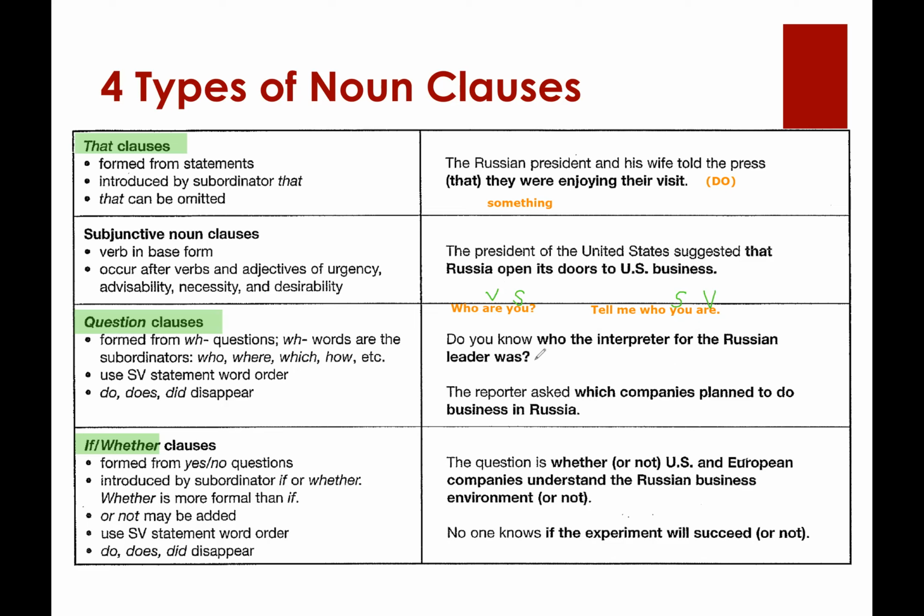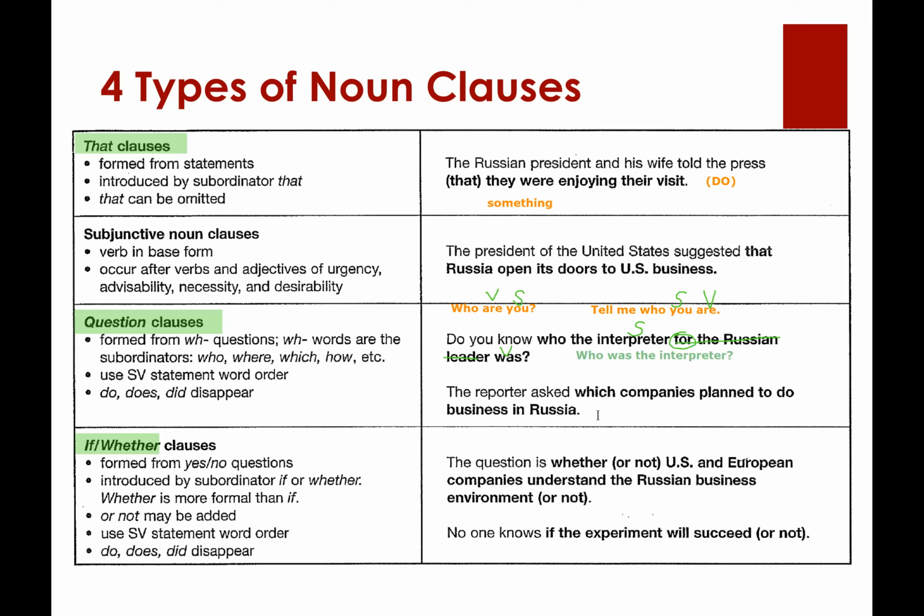If we take a look at the example sentence, do you know who the interpreter for the Russian leader was? So we can cross out the prepositional phrase for the Russian leader, right? Subject is the interpreter and verb is was. And since it is a question, do you know, so we keep the question mark. If it is a statement, we need to change it to a period instead. So, of course, what is the original question? Who was the interpreter?